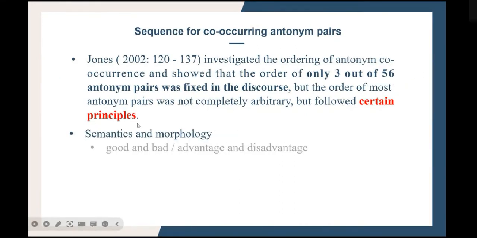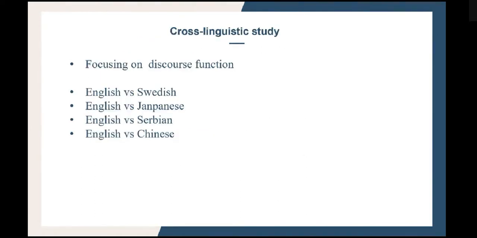The following section discusses the order of antonym pairs appearing. The main principles are two. We can see the examples here, good and bad, advantage and disadvantage. It means that positive comes before negative, and also words with affixes come after those without. And the previous sections are all for English. This last section is focused on other languages. The current cross-linguistic research covers English, Swedish, Japanese, Serbian, and also Chinese. They are mainly focused on discourse function. And also this is what I'm interested in.